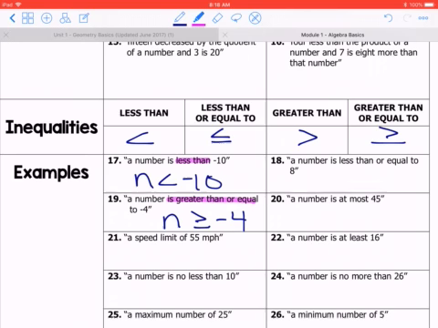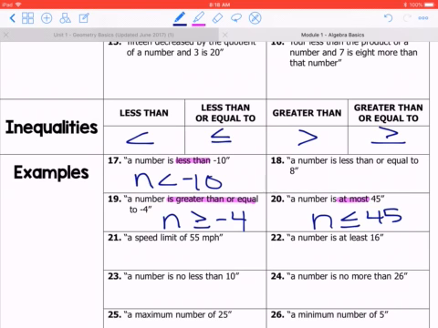Let's look at this one. A number is at most. Now this is where it sometimes gets confusing. So a number is at most 45. At most means that's the biggest it can be. So if 45 is the largest it can be, that means that our symbol has to be less than or equal to, because we cannot go over that. So at most 45. So that means n, or our number, has to be less than or equal to 45.